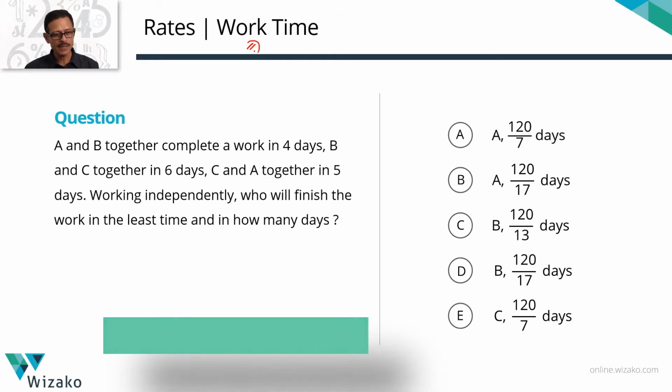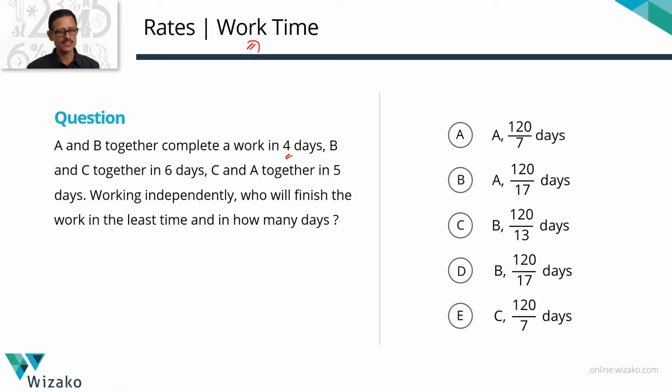Let's get started. A and B together complete a work in 4 days. B and C together complete it in 6 days. C and A together complete it in 5 days. What we need to find out is, working independently, who will finish the work in the least amount of time? The most efficient person is the one who is going to finish it in the least amount of time. We also need to find out in how many days that person finishes it.